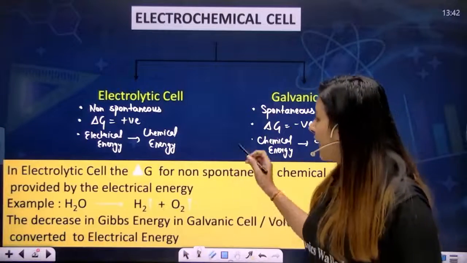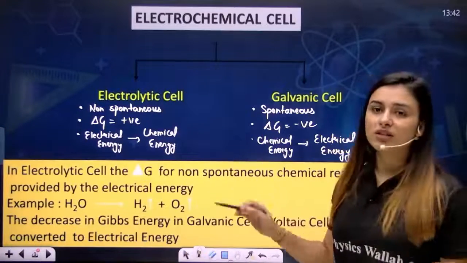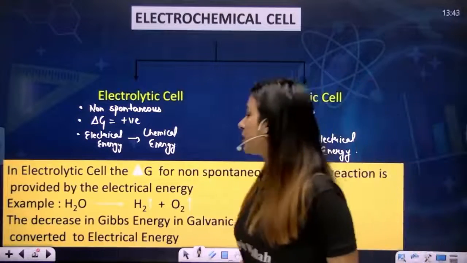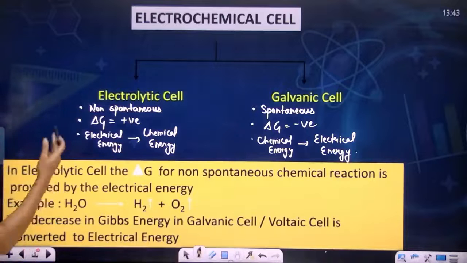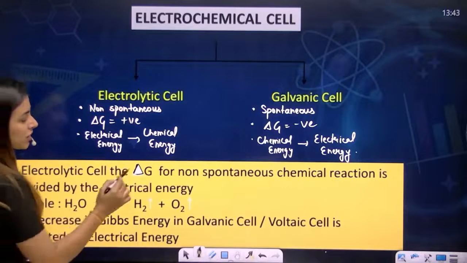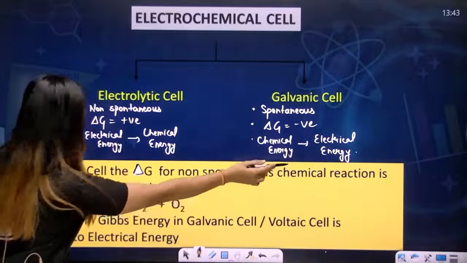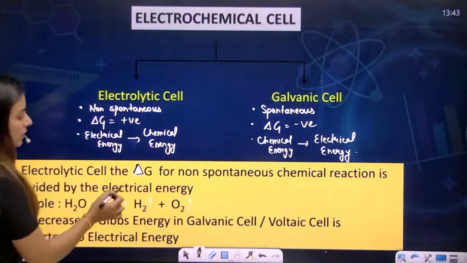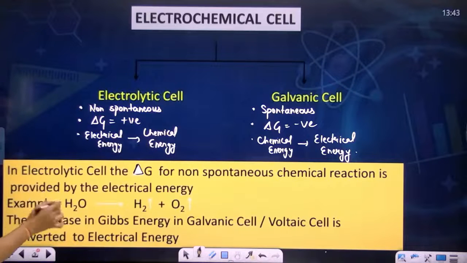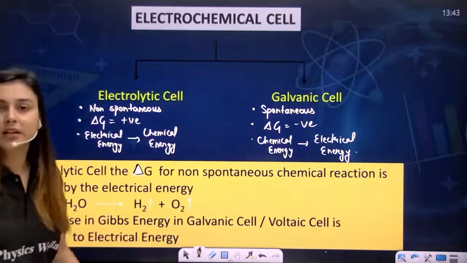Now, these are the only things which are written here. You just need to understand them. So now one by one we'll read and we'll understand all the parts. See, in electrolytic cell, we are talking about this cell. The delta G value means Gibbs free energy change for non-spontaneous chemical reaction provided by the electrical energy. See, electrical energy is giving the chemical energy. So this is what it is saying. Example you have been given here.